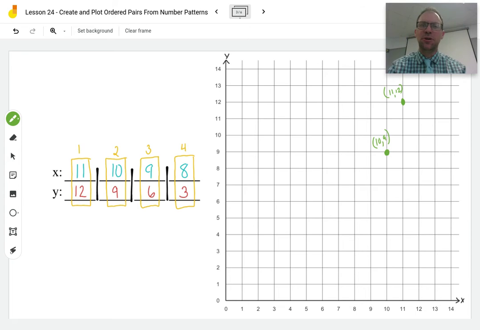Really important to label your points so we know what we're talking about. Ordered pair number 3 is 9, 6. So we'll go over 9 and up to 6. It's right there.